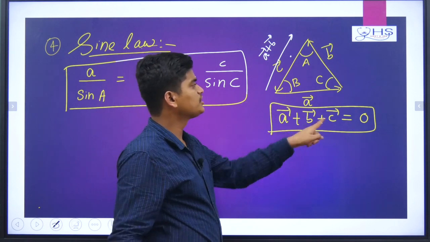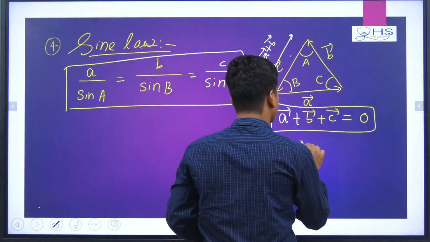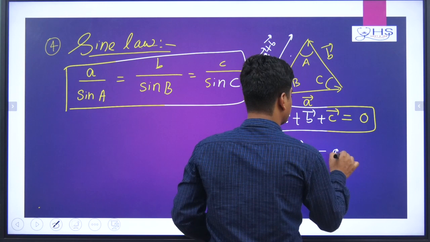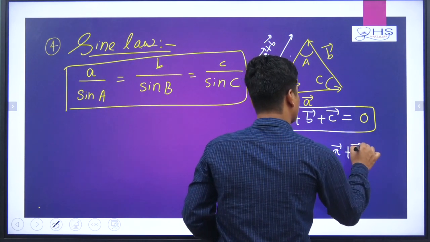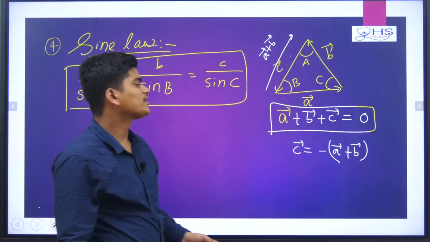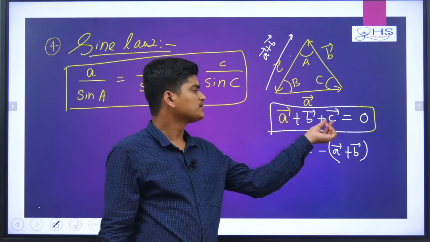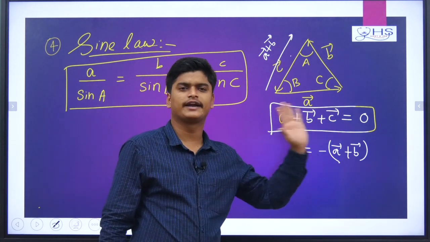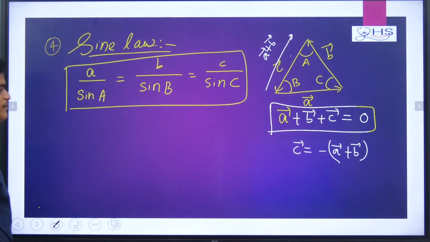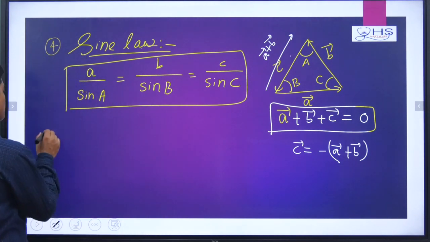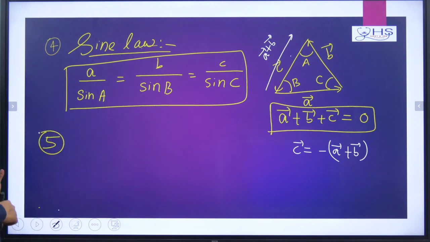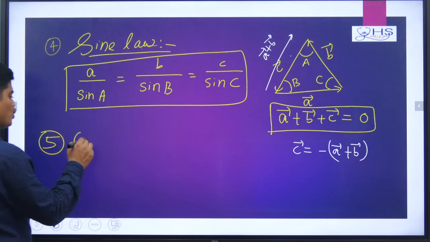That means the C vector is nothing but how much? Now the C vector is nothing but minus (A vector plus B vector). So that's why what will happen here? Now everything will get cancelled and you will get the answer as basically 0. So remember, this property it is following here, and this is the sine law. Now next point we will understand the cosine law.